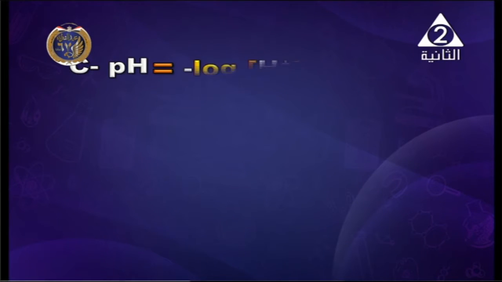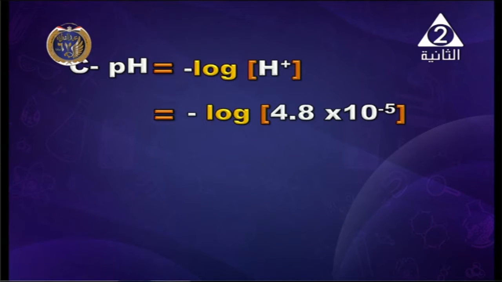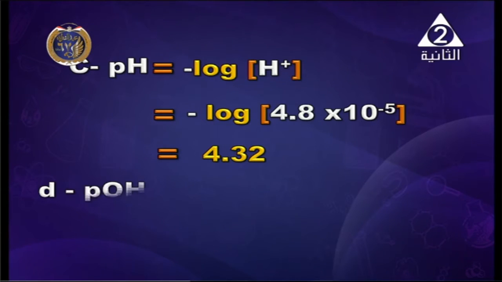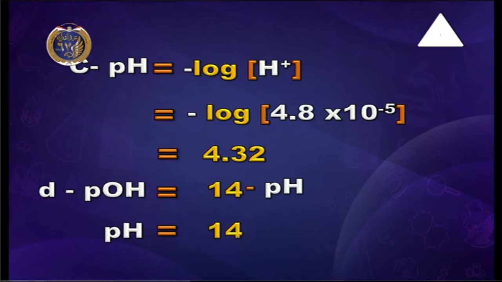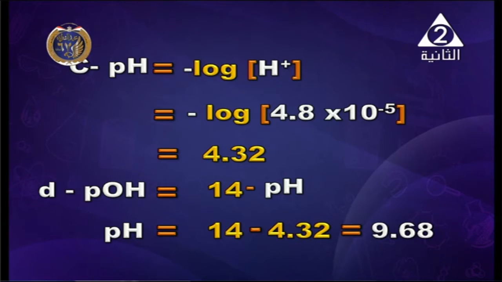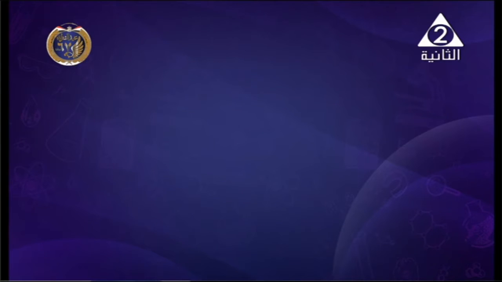Here pH equals negative log the concentration of hydrogen ion, so negative log 4.8 times 10 to the power negative 5 equals 4.32, and the pOH equals 14 minus the pH, so pOH equals 14 minus 4.32, so equals 9.68.